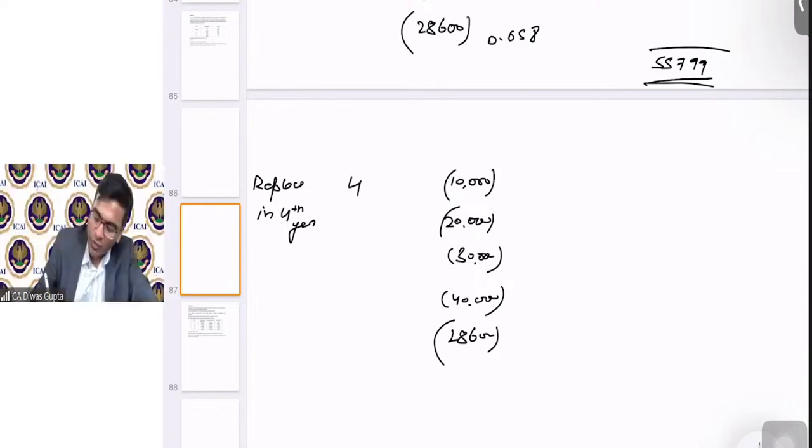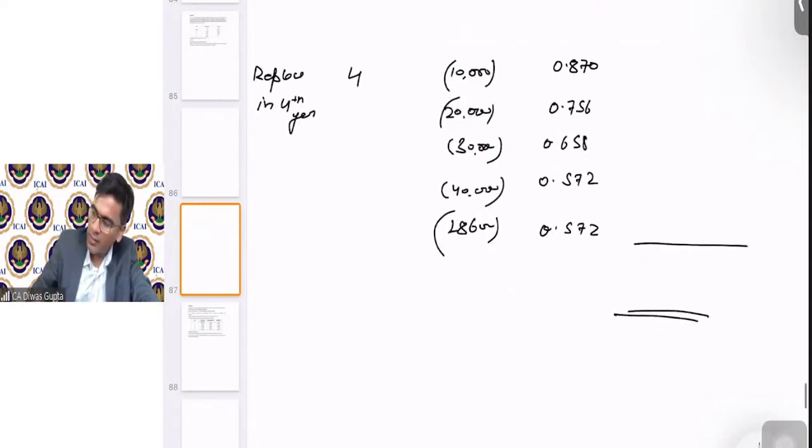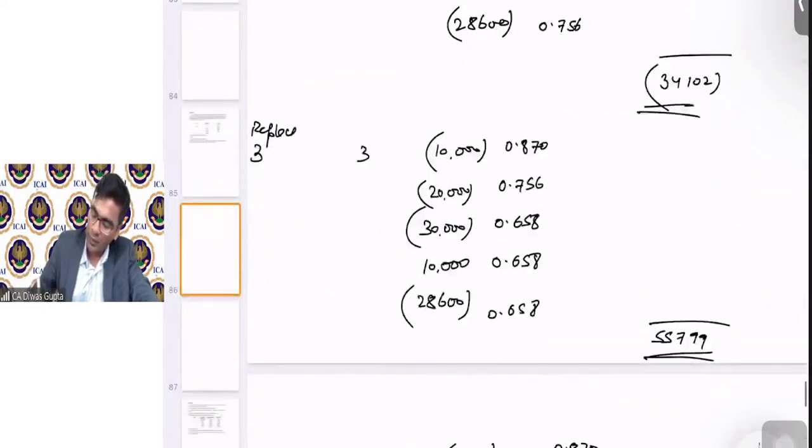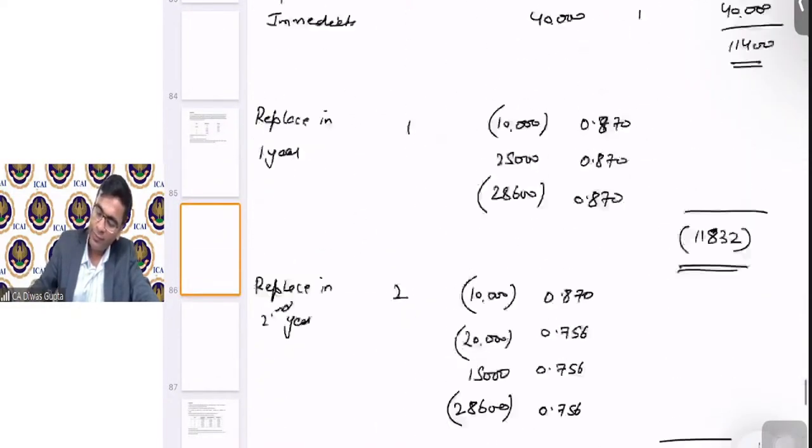Yes, students. So for first year, it will be 0.870. Next year, it will be 0.756. Third year will be 0.658, 0.572. Fourth year, 0.572. So the total amount is 82,799. Negative. This is also negative.